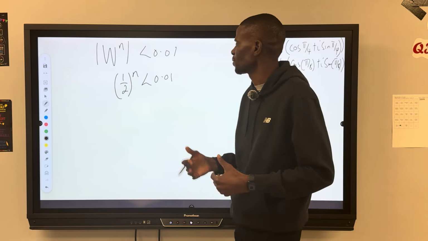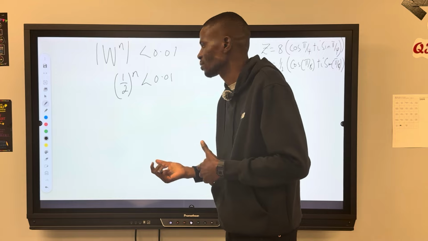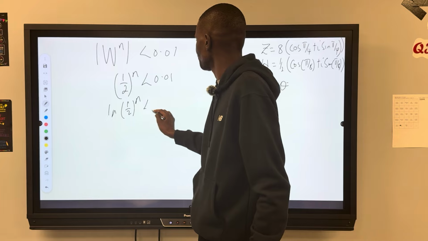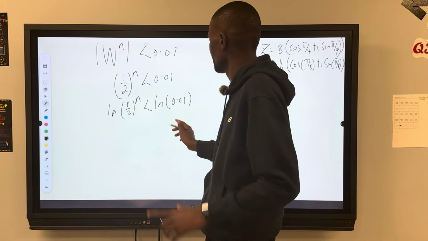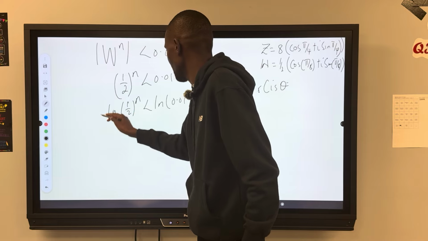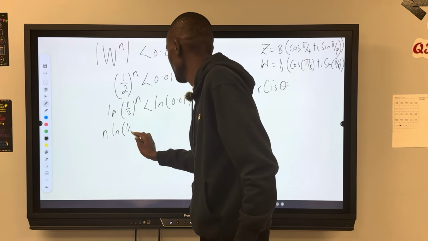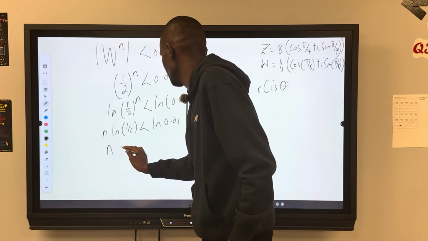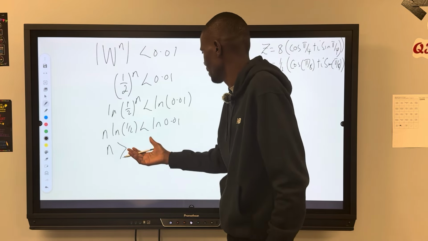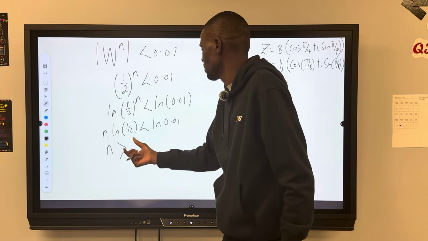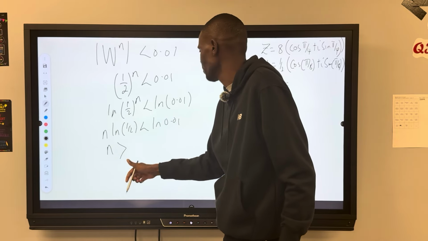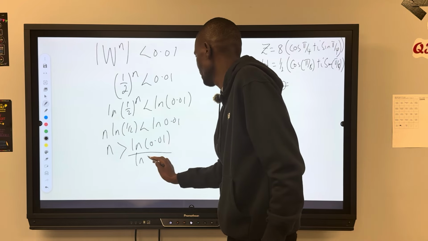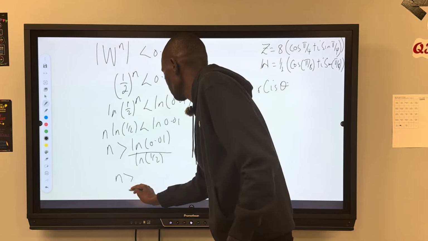When you have inequalities of this kind, go ahead and introduce logs. You can introduce ln or you can introduce logs. I'll just go ahead and introduce natural logs on both sides. Then if you bring this down in front, it becomes n natural log of 1/2 less than natural log of 0.01. Every time you divide by a negative number, because the natural log of a fraction is negative, you invert the sign. So it's ln 0.01 over ln 1/2, so n will be greater than that.